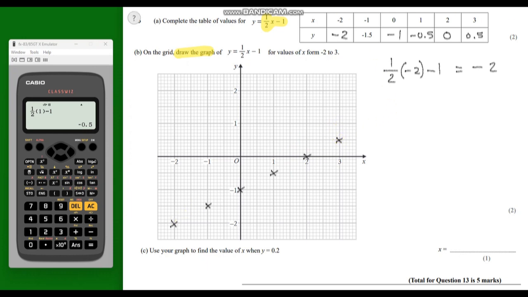So let me get my line tool out. So we've got a nice straight line. I'm going to make that a bit thinner. That is way too thick. So that's a bit better. And I'm just going to extend it.